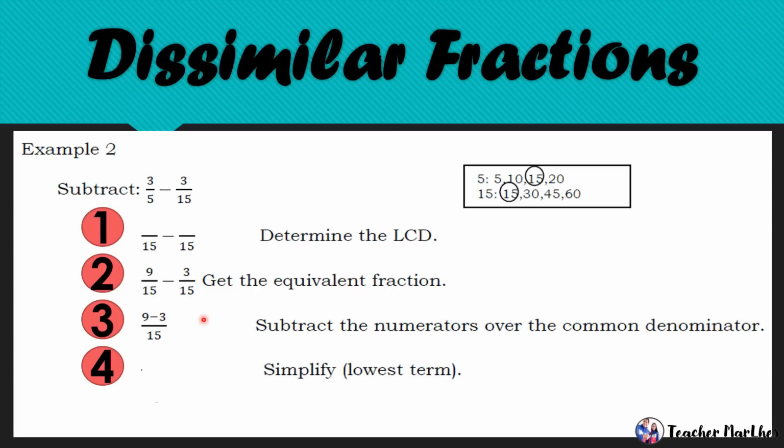Simplify the answer. So, the answer is 2/5 because the GCF of 6 and 15 is 3. So 6 divided by 3 is equal to 2. 15 divided by 3 is equal to 5. So the answer is 2/5.